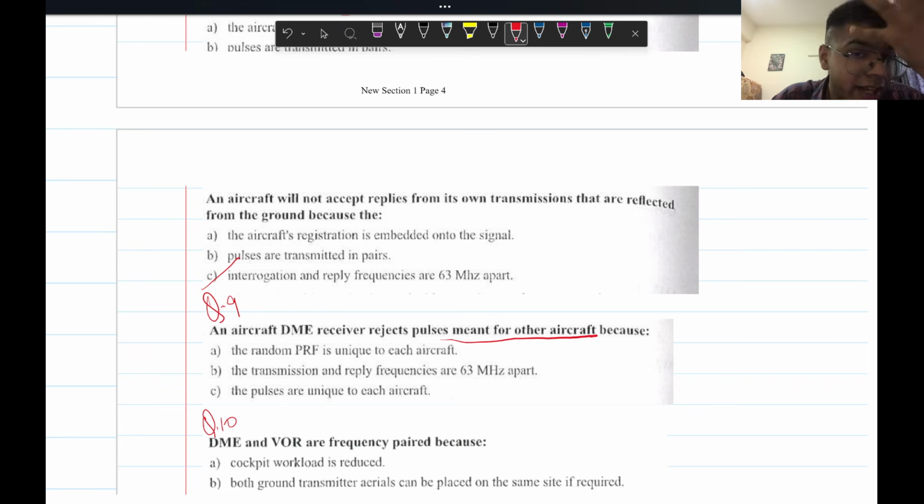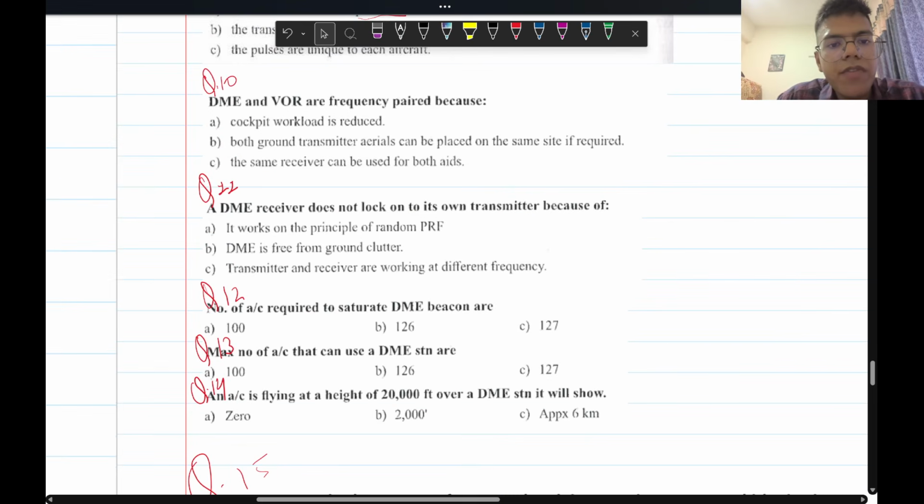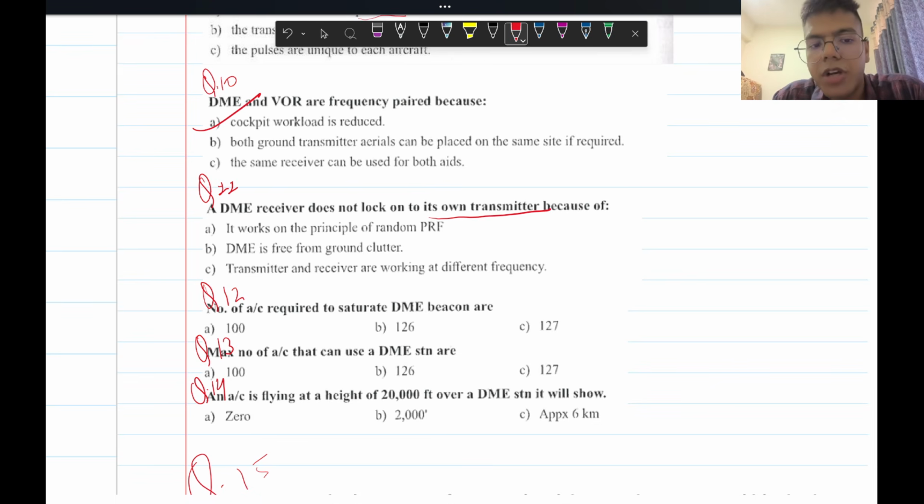Now how does it know? Because every aircraft has a random PRF. So random PRF is unique to each aircraft. Yes, it's true. DME and VOR frequency are paired, as I told you, to reduce cockpit workload. So cockpit workload is reduced. A DME receiver does not lock onto its own transmitter because of... it is asking why not its own. See, this own transmitter line has come, meaning there's a difference of 63 megahertz is due to the reason of this problem only. So transmitter and receiver are working at different frequency.